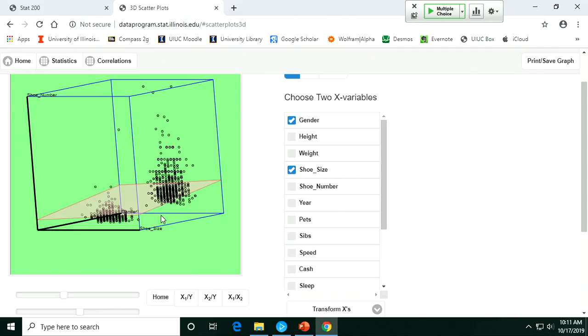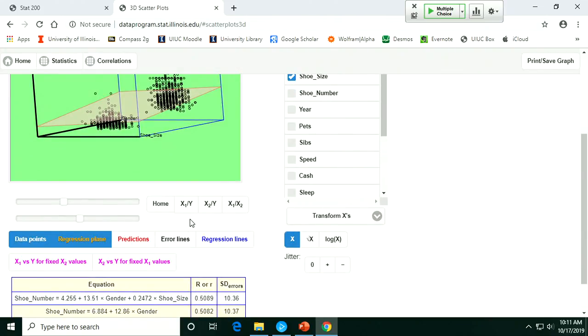And this axis right here is shoe number. So the predictions lie on this plane. Now, what is the slope for shoe size? It's very small. It's that tiny, slightly positive slope. Whereas right here, along here, is our bigger slope, comparing males to females.